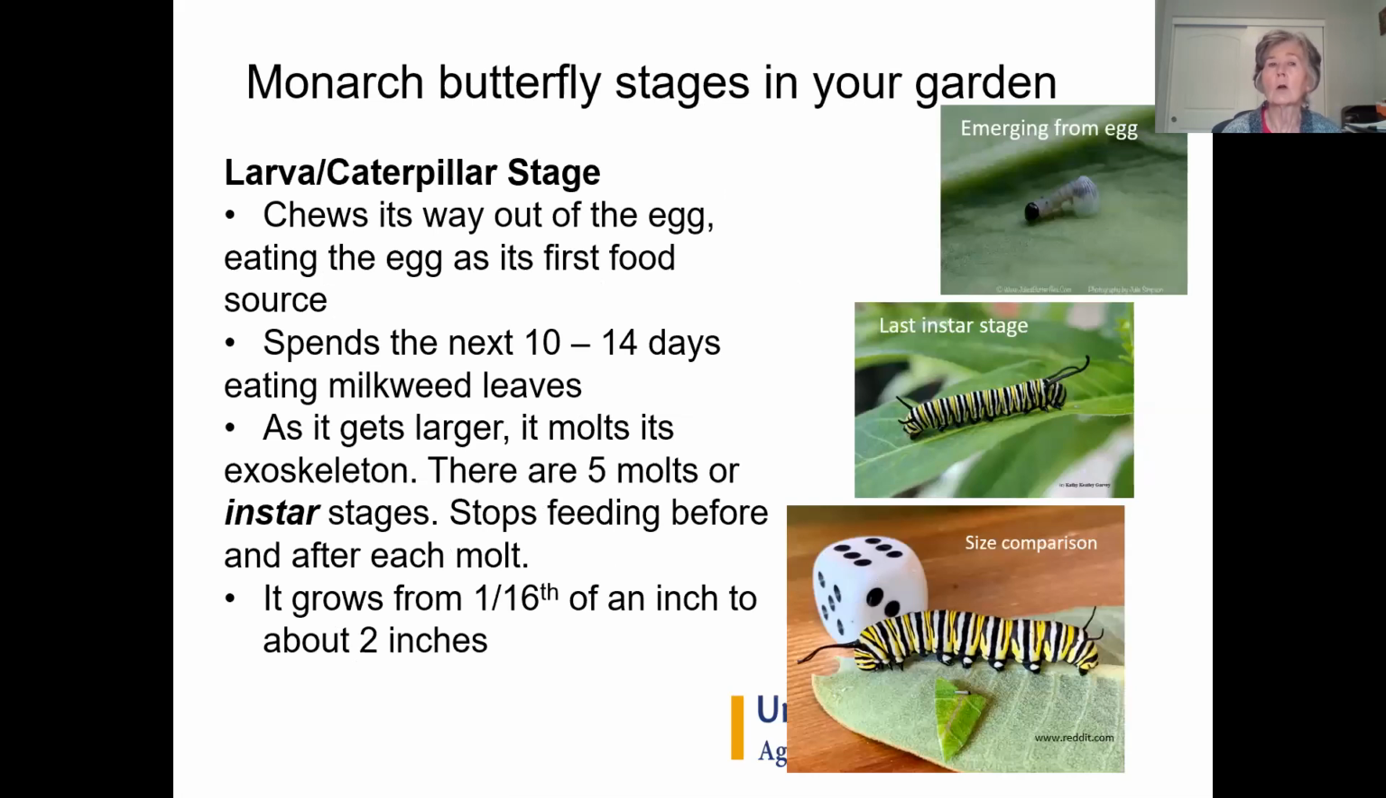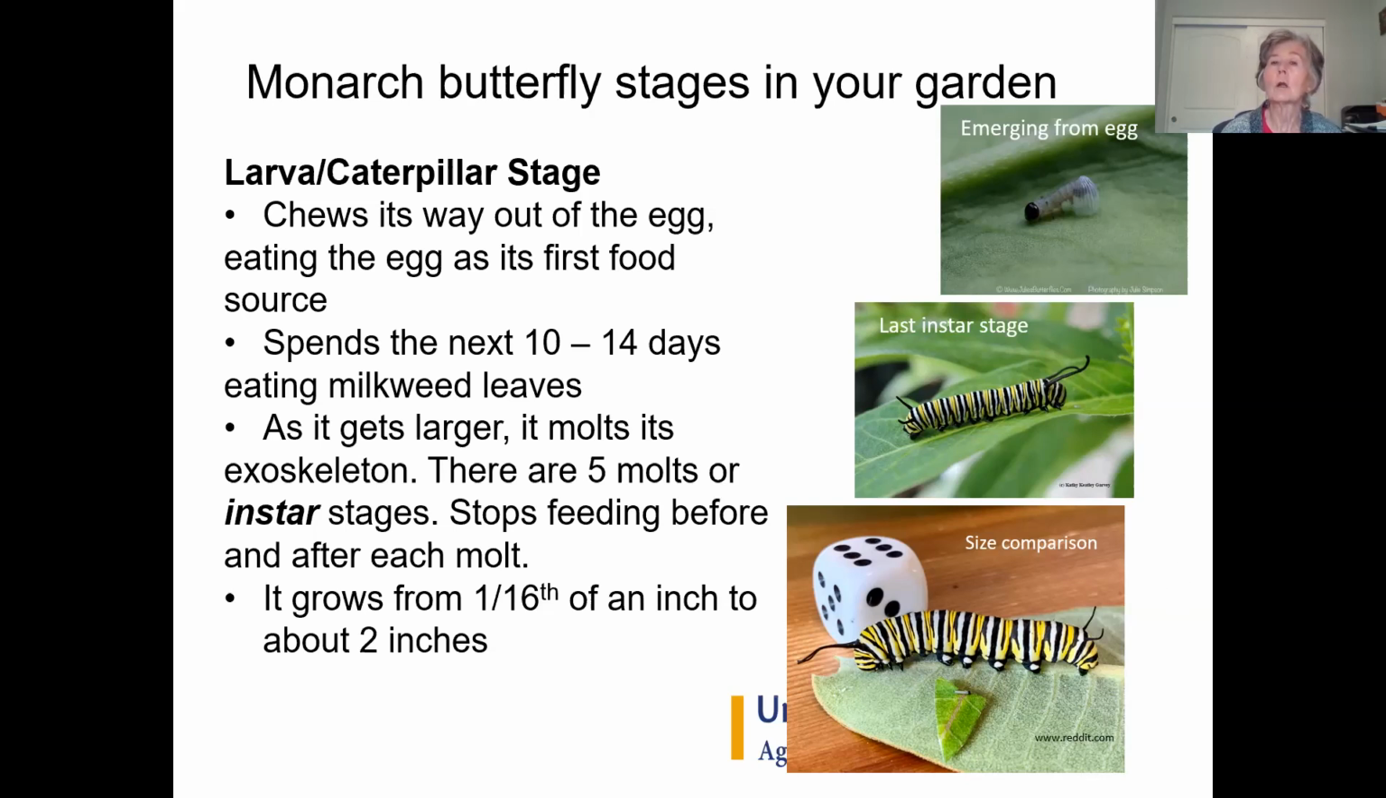The next stage, of course, is the larva caterpillar stage. And you can see in the top photograph, it's emerging from the egg, which it eats. That's its first food source, full of protein. It will spend the next 10 to 14 days eating milkweed leaves. And it can literally strip the plant. That's how many leaves it will eat. It's a very hungry little critter.